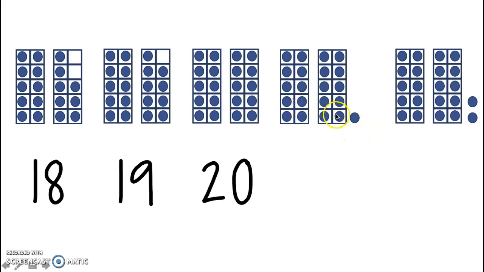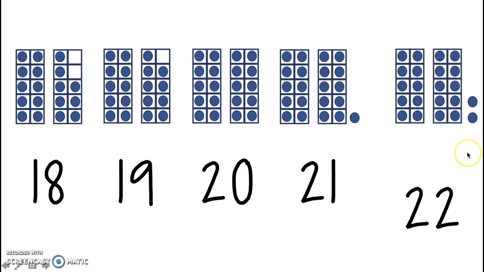So this is two 10s, 1. What number would that be? Good, 21. This is two 10s, 2, 22. Good. See, saying it the say 10 way also helps us to count on to a new group of 10 and move right on through to the next few numbers.